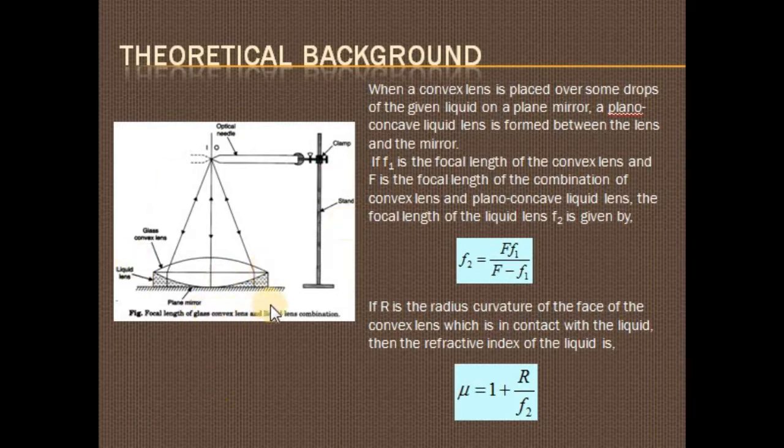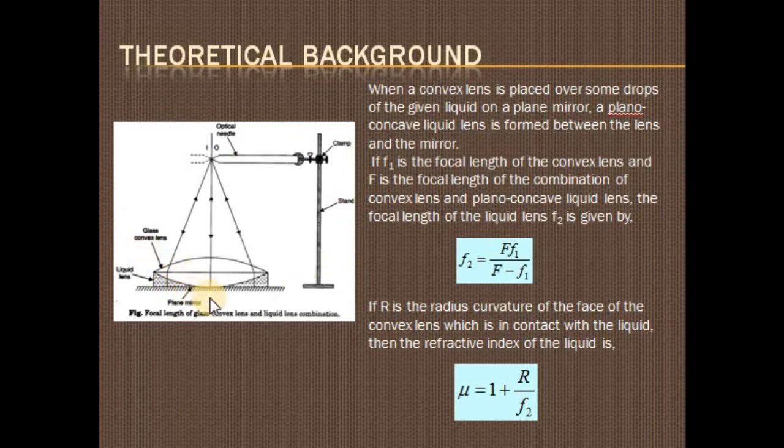So after that you have to place a few drops of water in between this convex lens and the plane mirror so that it will form a plano-concave liquid lens, and then you have to again find out the focal length of this convex lens and liquid lens combination, and from these two focal lengths you can definitely find out the refractive index of the liquid which is in between this plane mirror and the convex lens.